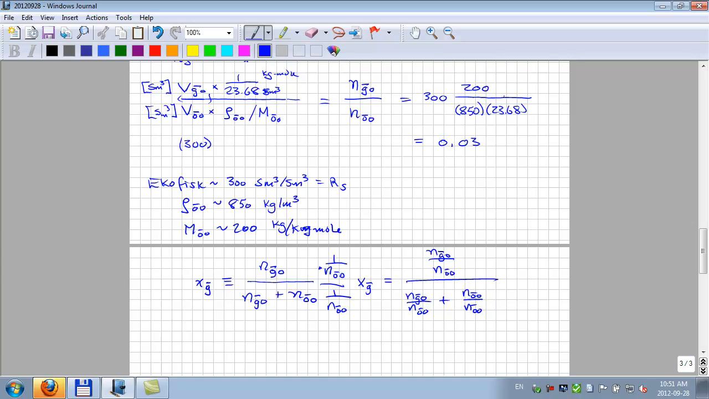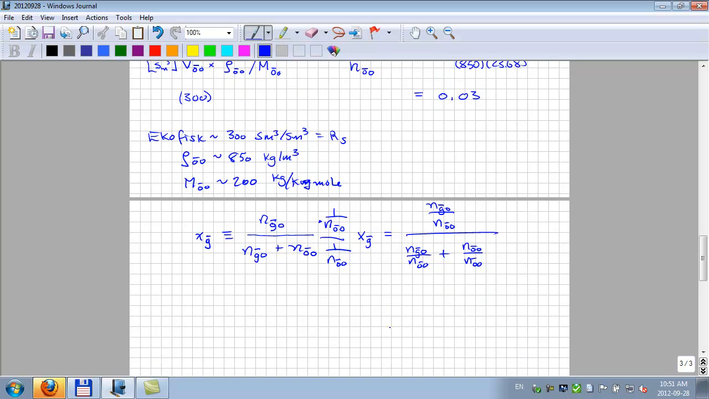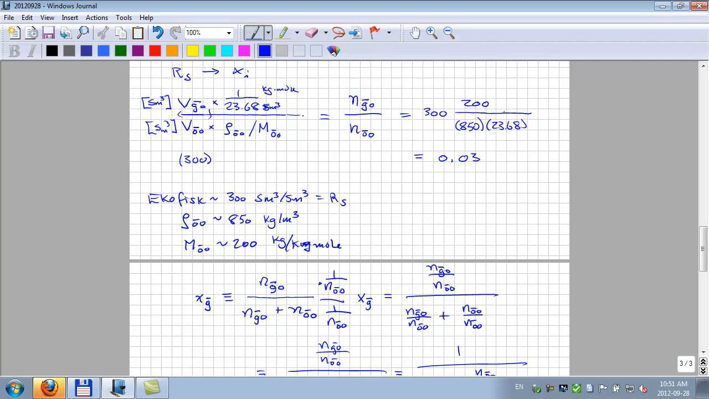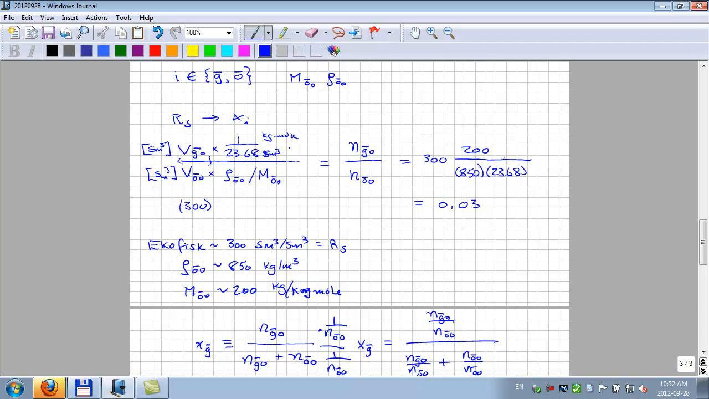We agree? I'm just going to call this thing up here, well, I have to be careful, let's just call it 0.03. Okay. So this is NGO over NOO, over NGO over NOO plus 1. Okay? And then to make it a little bit more convenient, I'm going to divide everything by that ratio: 1 plus NOO over NGO, which is the inverse of this RS, or the inverse of what we did here.